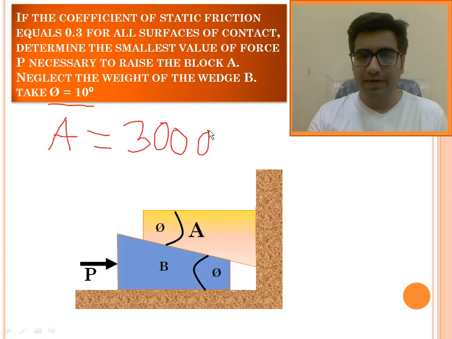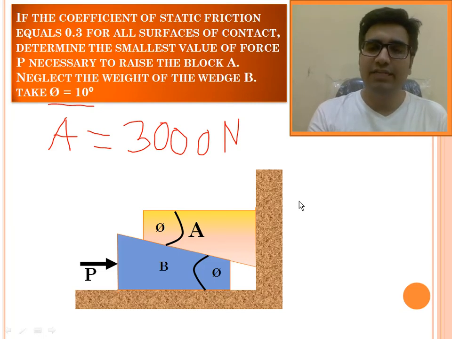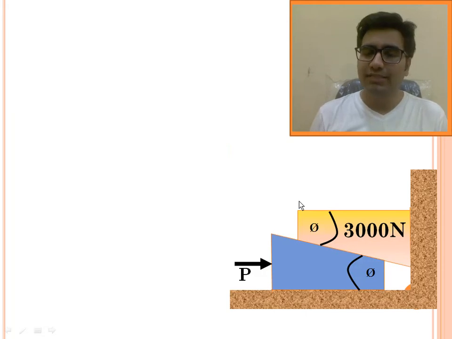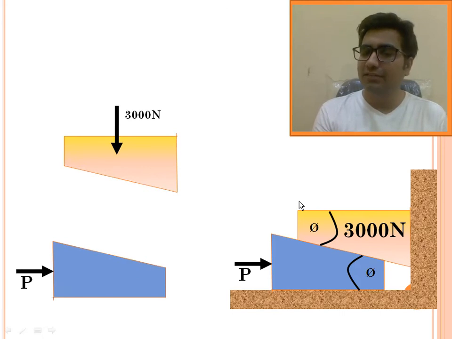Is that okay, my dear friend? So the wedge A is of 3000 Newton, and we are supposed to neglect the weight of wedge B, and we are supposed to determine the minimum force P required to lift that upper wedge of 3000 Newton. So let's do the analysis, my dear friend. What are we supposed to do? We are supposed to draw the free body diagram of both the wedges. The upper wedge is experiencing a force of 3000 Newton. The lower wedge is weightless. It is under the influence of external force P.